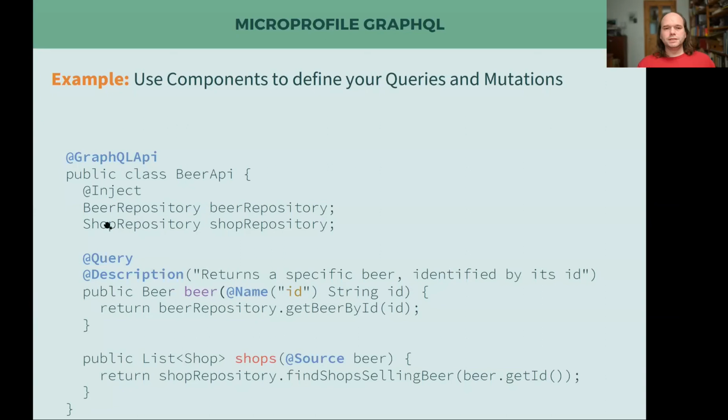Fundamentally different is that MicroProfile uses this code-first approach, and the others use the SDL-first approach. And the others are mostly tied to Spring, while MicroProfile is tied to MicroProfile. Quarkus, for example, supports this GraphQL endpoint.